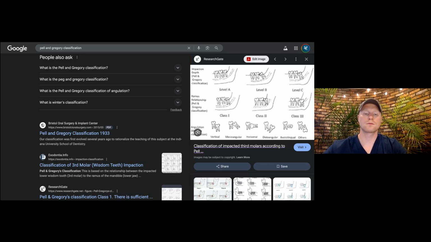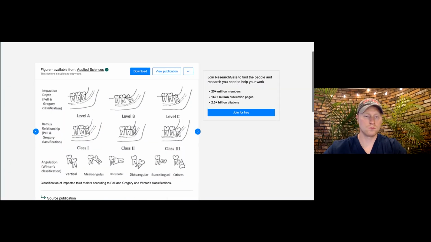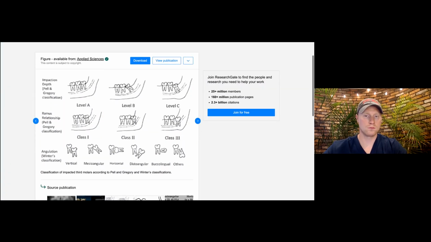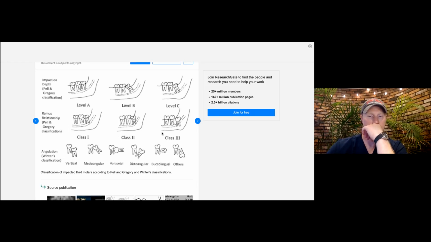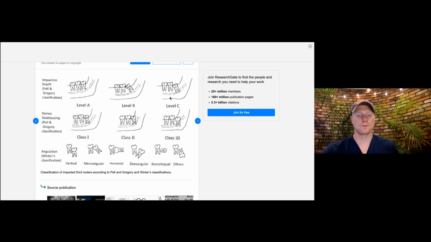Teaching you the high yield shit. Pell and Gregory is about spatial relationships. Class 1, enough space between ramus and second molar. Class 2, partial ramus overlap. Class 3, tooth mostly in the ramus, tougher extraction. Position A, occlusal plane of third molar level with second molar. Position B, between occlusal plane and cervical line. Position C, below cervical line, fully in bone. Surgical nightmare.